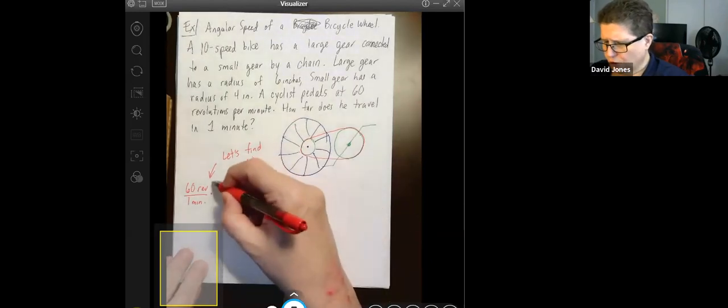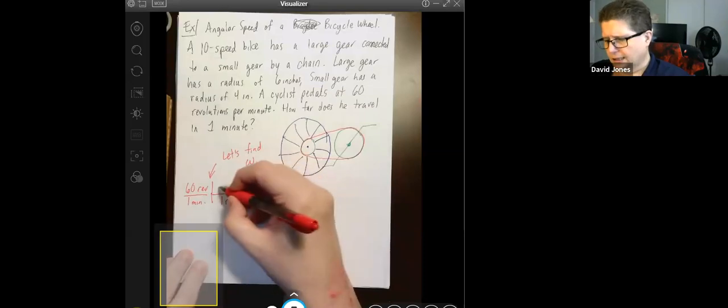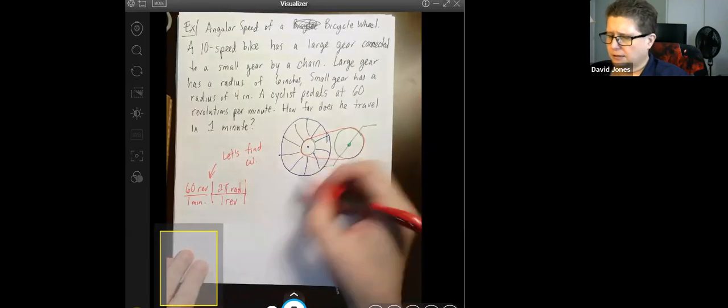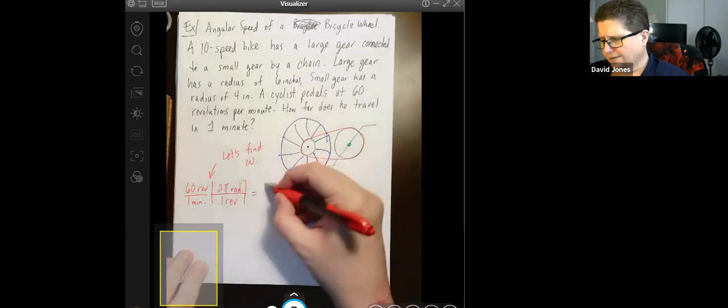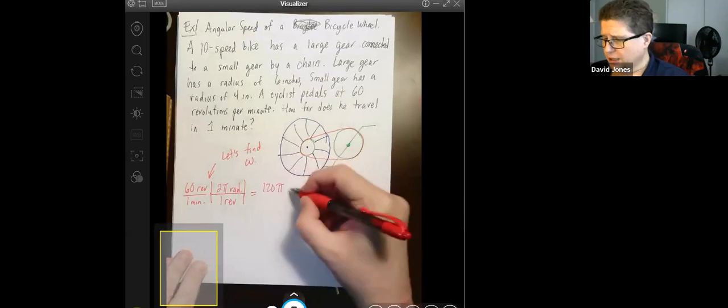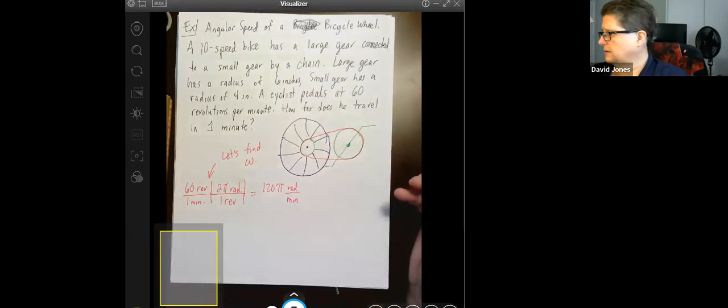So 1 revolution is 2 pi radians. So we have 120 pi radians per minute. Okay?